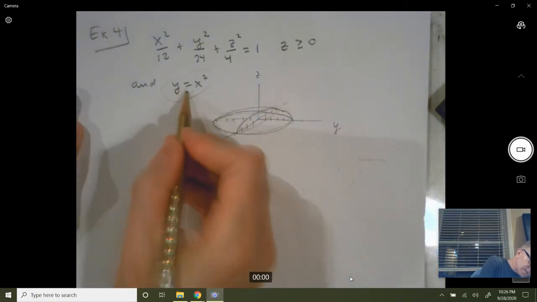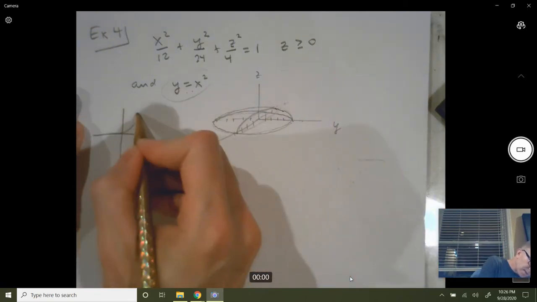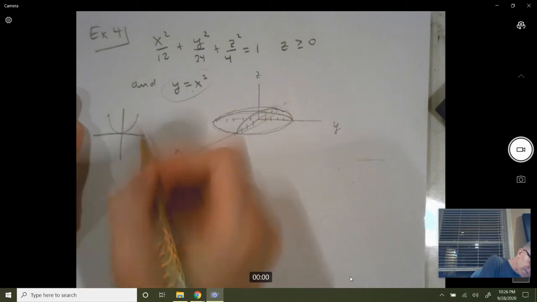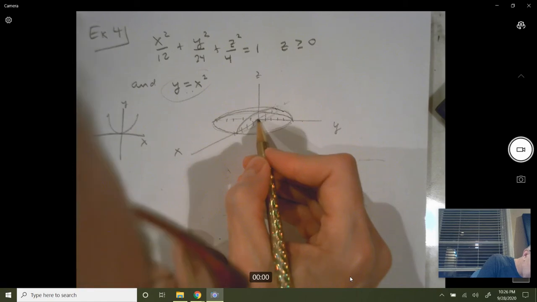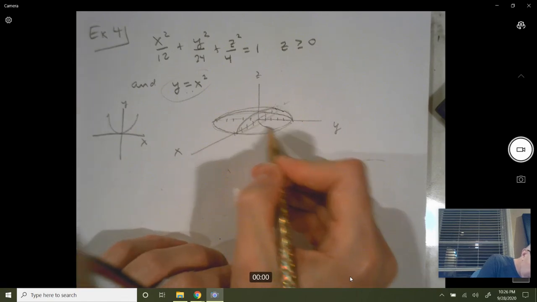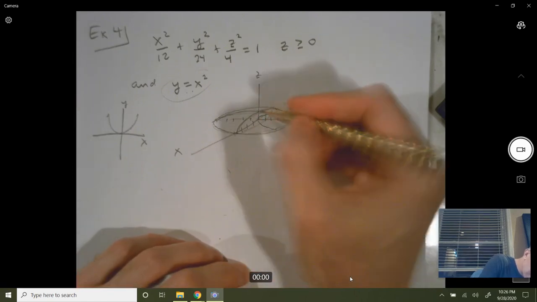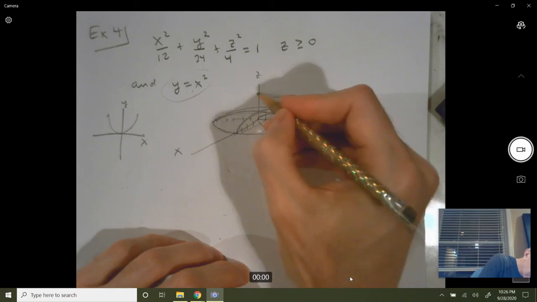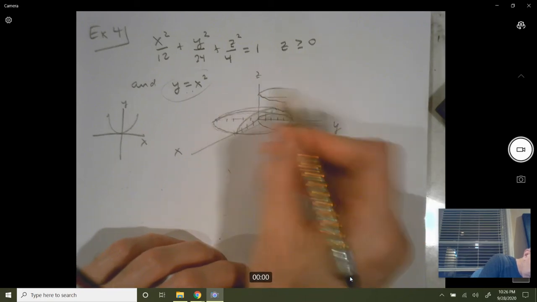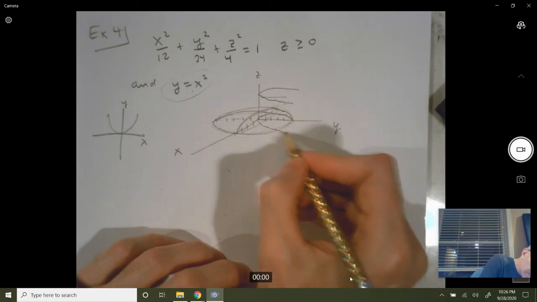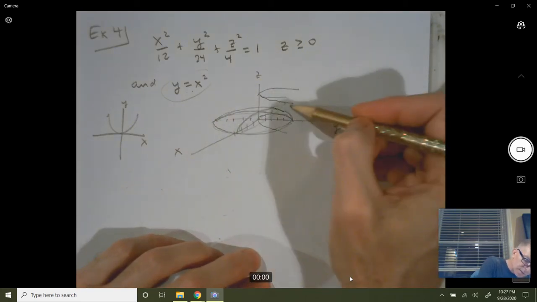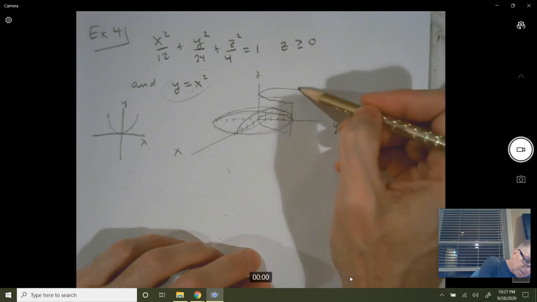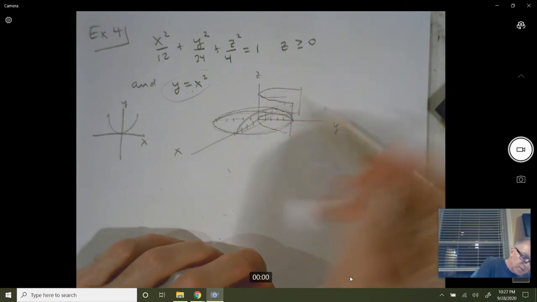We know that this thing in the xy plane looks like this. It opens up towards the positive y, so that's going to go this way. But it's a cylinder, so it kind of goes this way. So this thing's going to cut through here. So where does this cylinder cut through this loaf of bread?